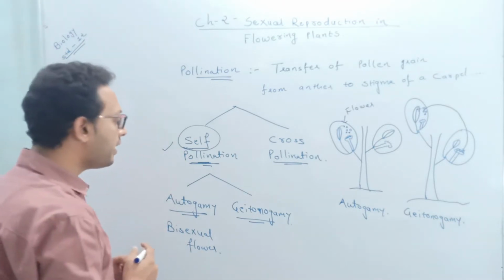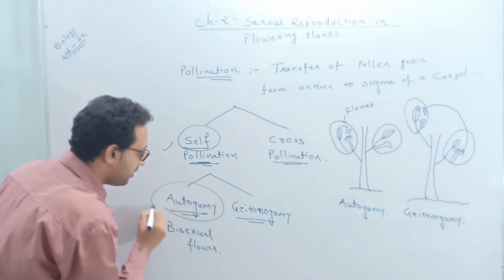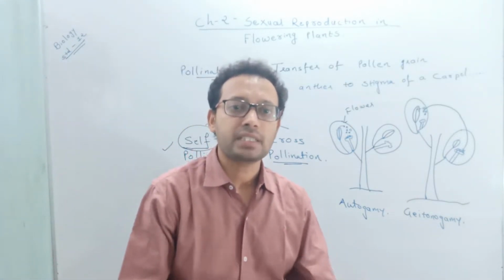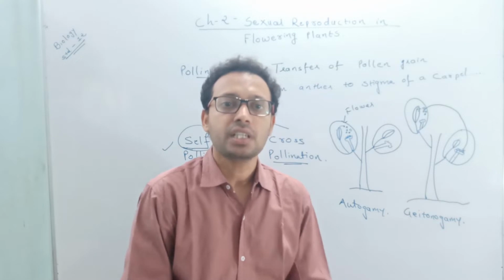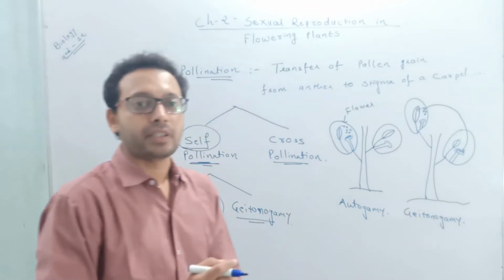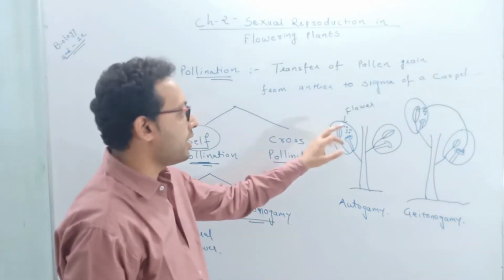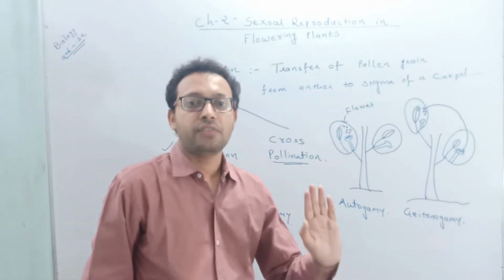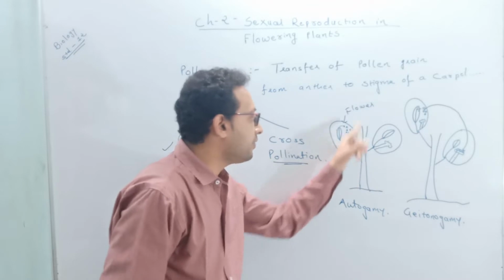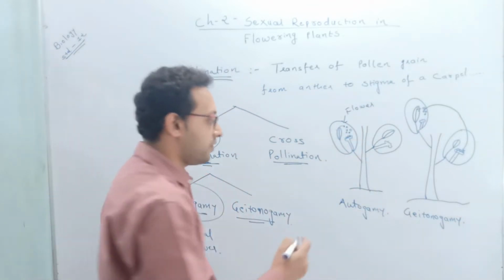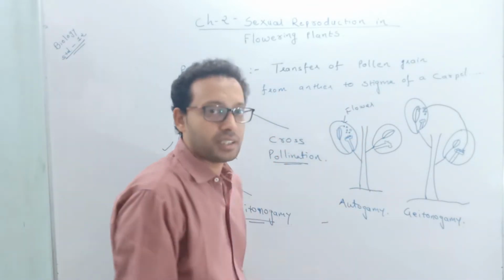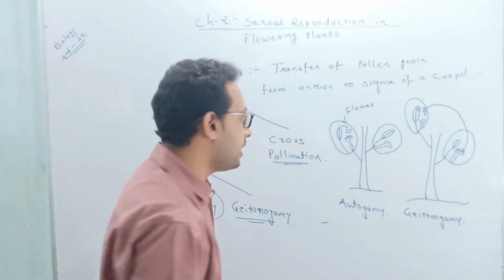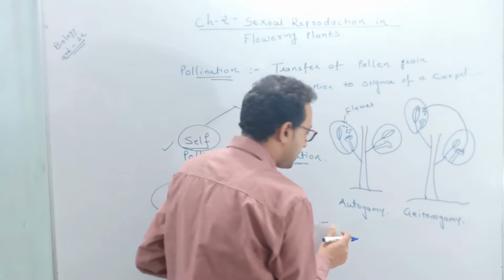Now, what are the conditions in which the chances of autogamy are higher, or what are the conditions that lead to autogamy? Autogamy is a type of self-pollination where pollen grain is transferred from anther to stigma of a carpel of the same flower of the same plant. For autogamy to occur, these conditions have to be followed, and then the chances of autogamy are high.